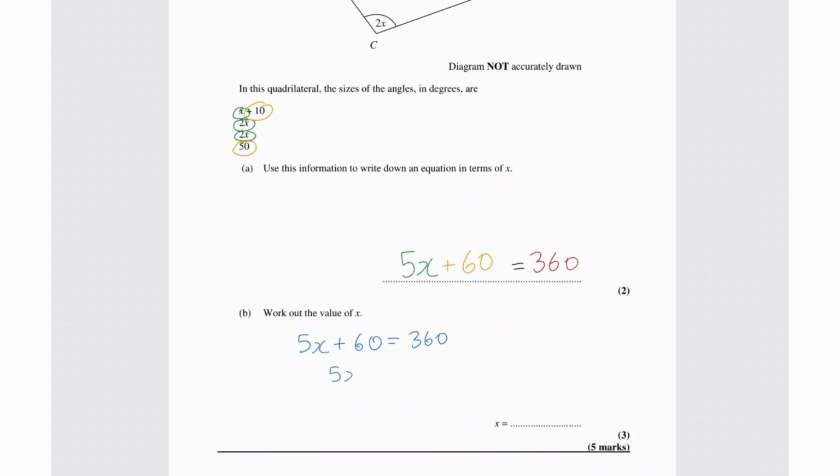Simply get 5x as the subject by taking off the 60 from both sides. And then we find 1x by dividing 300 by 5. 5 goes into 36 times, so it goes into 360 times. And a nice answer like 60 feels like the answer, and we can always check we've done it right by substituting in again.